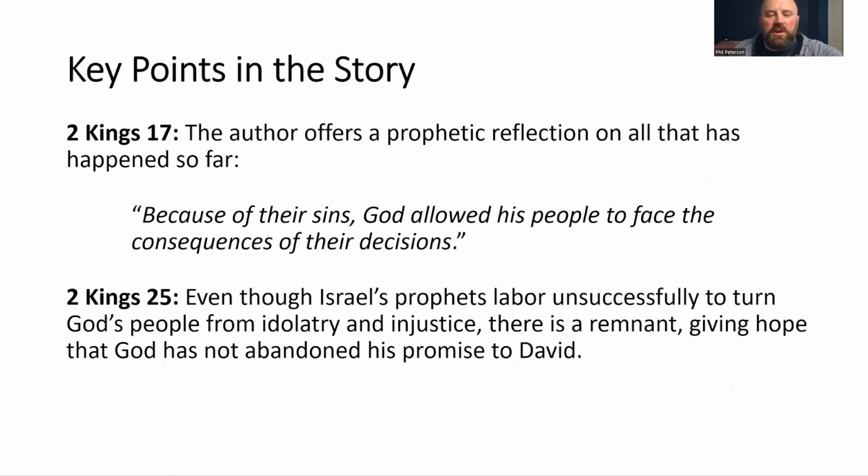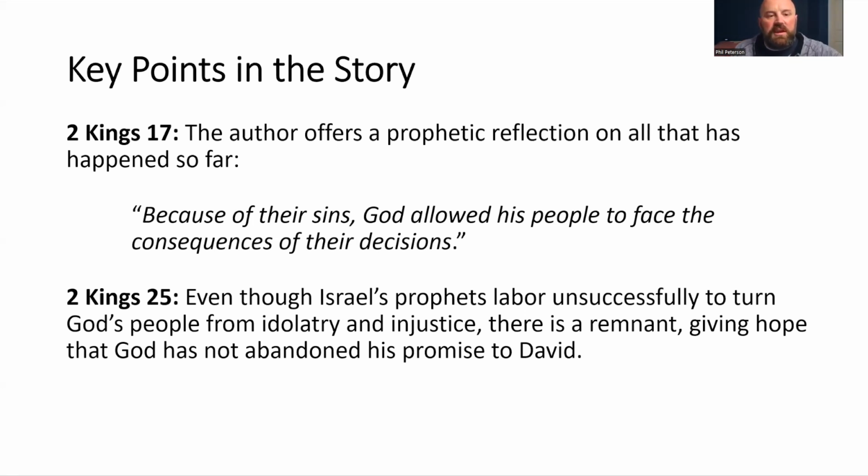So when you think about what to remember, really remember these two parts of the story. In 2 Kings 17, the author stops the story and offers a prophetic reflection on all that's happened so far. He blames the downfall of the northern kingdom on the idolatry and covenant unfaithfulness of Israel and its kings. And it's because of their sins that God allowed his people to face the consequence of their decisions. And so this is more than just telling history. It's to help us learn from them and to take seriously the life that we're given.